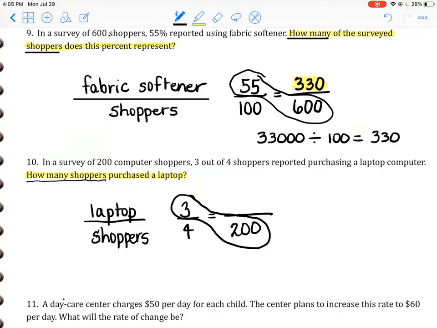So 3 times 200 is 600. Divided by 4 is 150. So how many shoppers out of the 200 purchase a laptop? Would be 150.